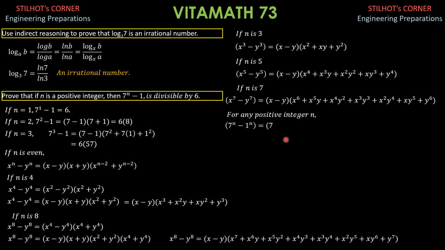7 to the n minus 1 definitely has 7 minus 1 as a factor, then 7 to the n minus 1 plus 7 to the n minus 2 plus 7 to the n minus 3 plus dot dot dot plus 1, because the other value is 1, and even if 1 is raised to any power, it is still 1. So that's why there's no 1 here except the last. So this proves that 7 to the n minus 1 is indeed divisible by 6. So that's it for this video.